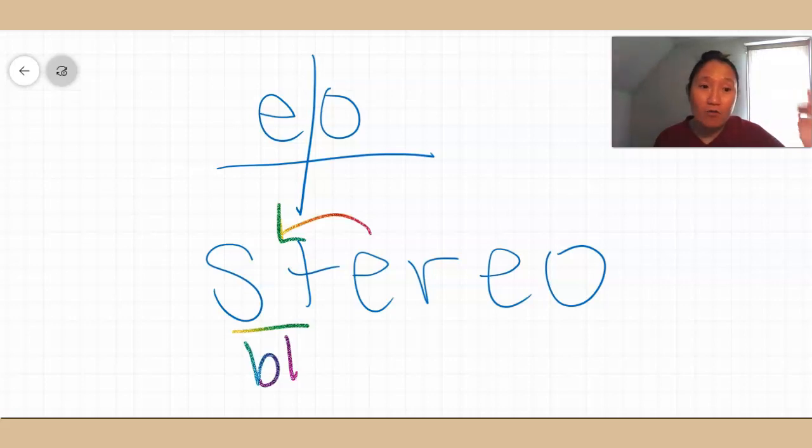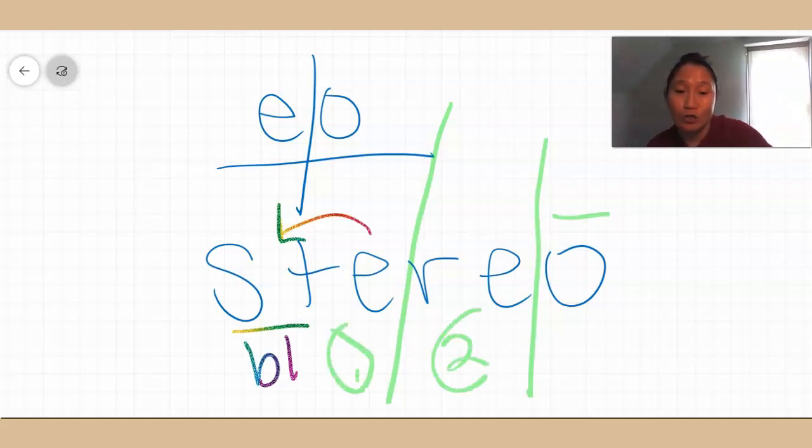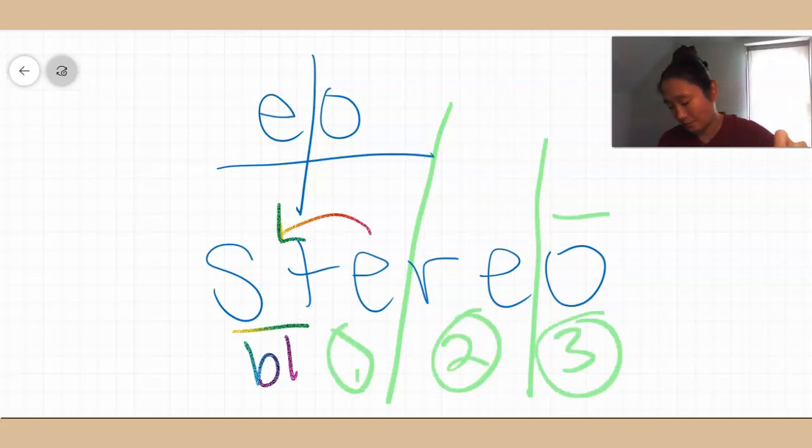When you say stereo, you notice that the O is long. Stereo. So you can break it here and break it here. Stereo. 1, 2, 3.